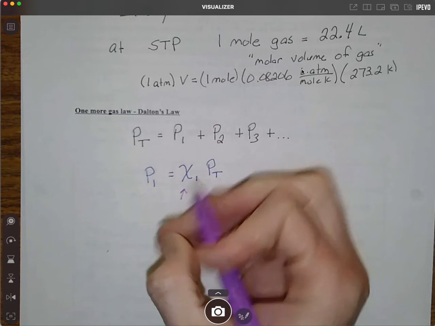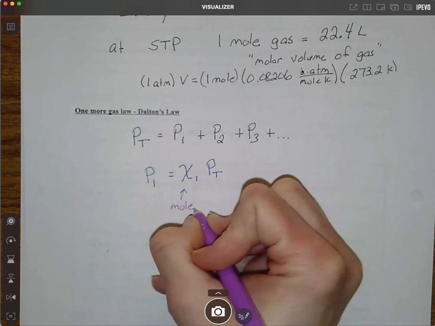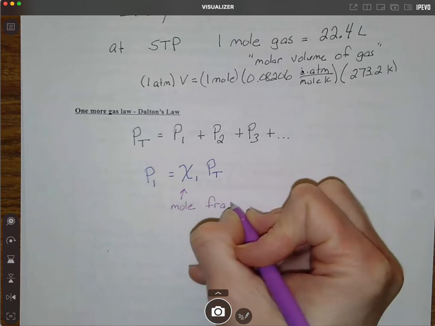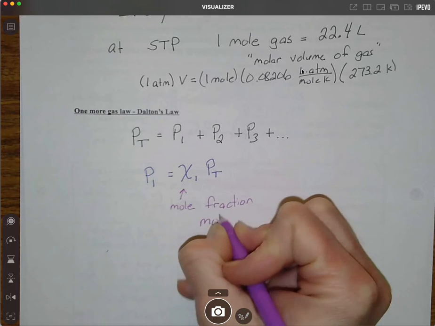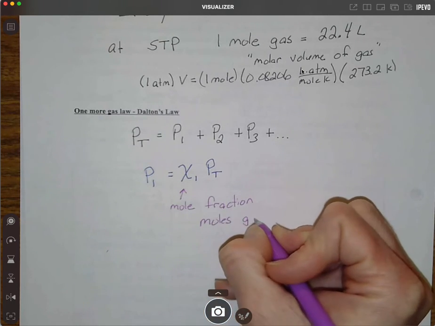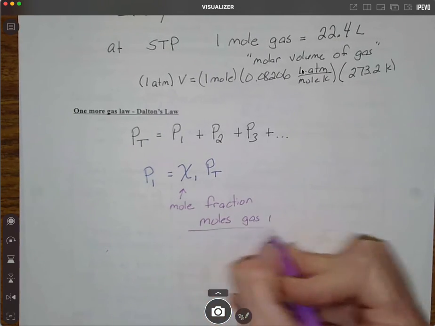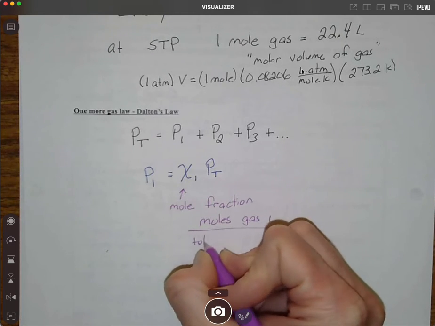This number right here is called the mole fraction, and it's exactly what it sounds like, the fraction of the moles. It is the moles of gas 1 divided by the total moles of gas.